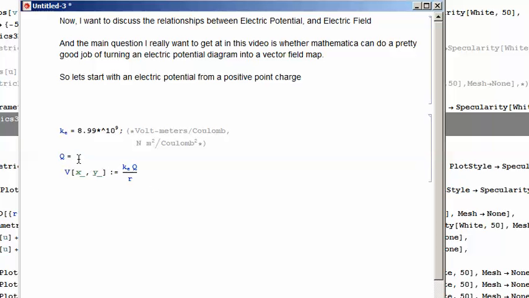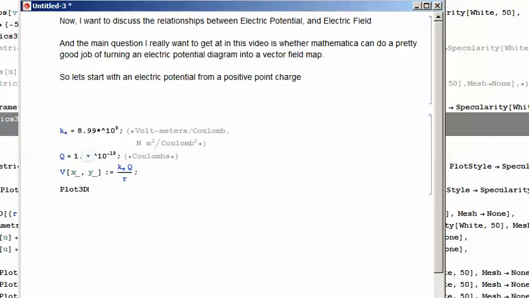We can set the central charge to whatever we want because I just want to get an idea. We could set it to be a single proton and be 1.6 times 10 to the negative 19th coulombs. And then let's just see a plot of this thing. We'll do Plot3D.